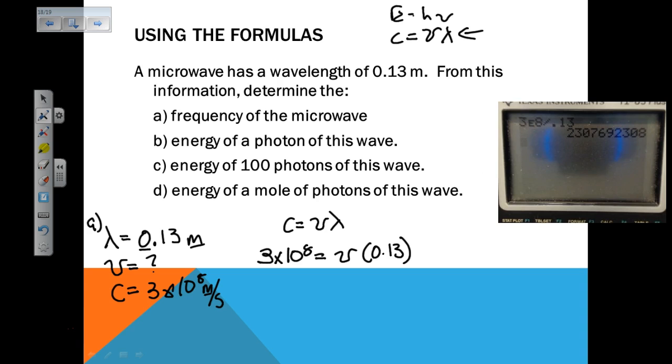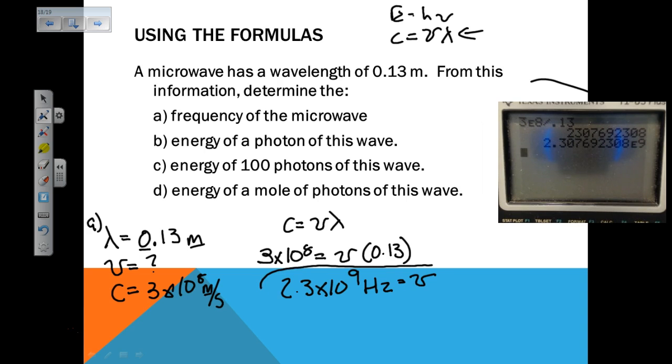Okay, so one of the things that I can do is change the mode, and I'm going to put that in scientific mode. I'm going to quit, and now I'm going to recalculate that answer, and look, I get an answer of 2.3 times 10 to the 9, and then the unit is hertz, and that equals our frequency.